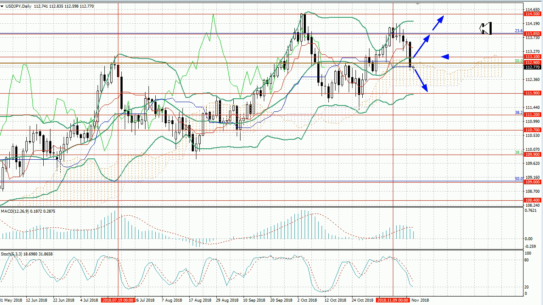A MACD histogram is decreasing in the positive zone, Stochastic is directed downwards. Fundamental events of the week include the publication of data on the Consumer Price Index in Japan, as well as the comments of the Bank of Japan on monetary policy. Generally, the continuation of decline is possible, but one cannot exclude the resumption of growth in case of breakout of 113.10.